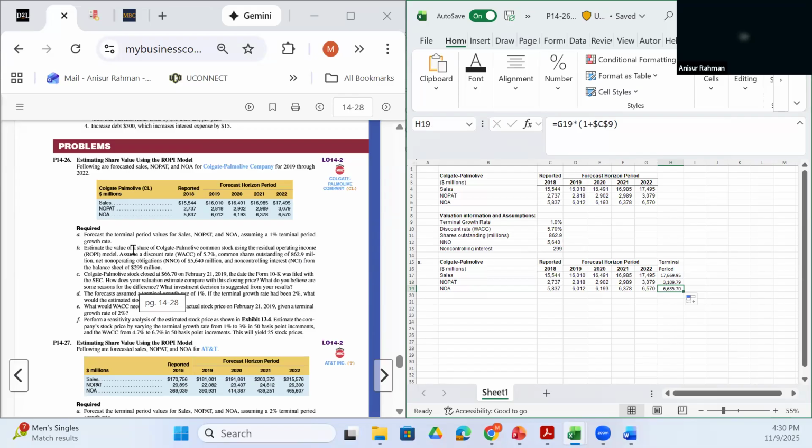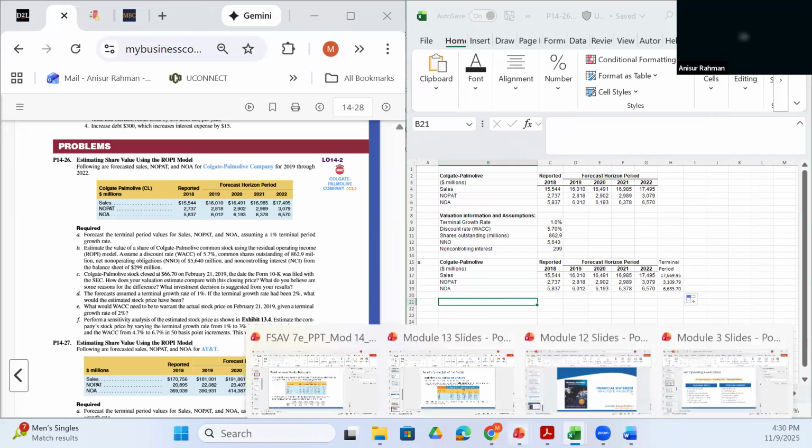Now for part B, estimate the value of a share of Colgate-Palmolive common stock using the residual operating income model, which is the ROPI model. Assume a discount rate of 5.7%. We already have it here. Common shares outstanding, net non-operating obligation, and non-controlling interest.